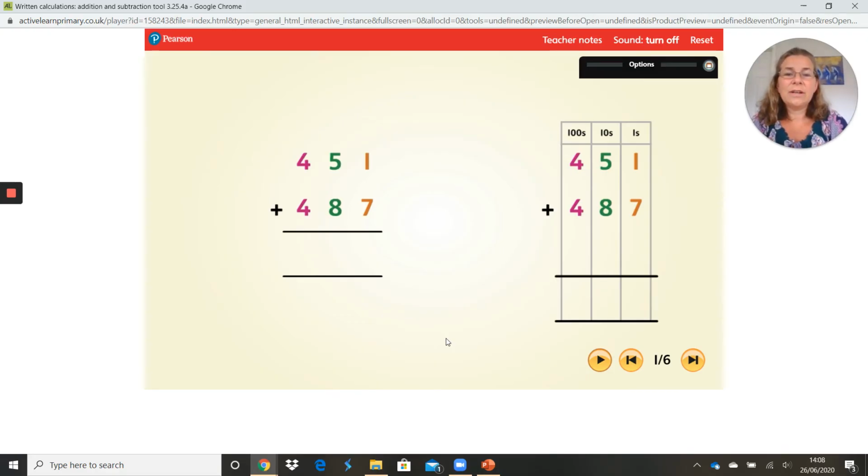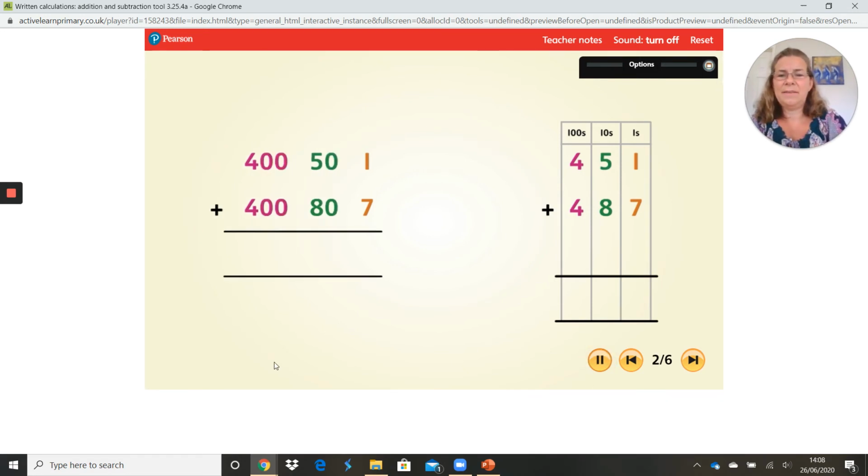Now let's have a look at another example where they're both going to happen at the same time on our Active Learn. This is going to take you through it step by step. Now in the compact method, they've labeled each line hundreds, tens and ones. That's so you don't forget what each digit is worth. First, expand and use your place value. Now add, starting with the ones, then the tens, and then the hundreds.